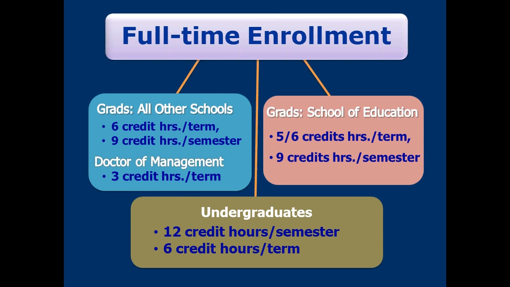And then graduate students from the School of Education must be enrolled in either 5 credit hours per term, typically 8 weeks or 9 weeks, or 6 credit hours, or 9 credit hours per semester, which is 16 weeks long.